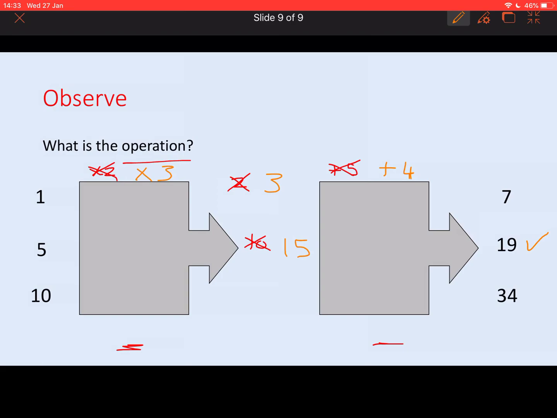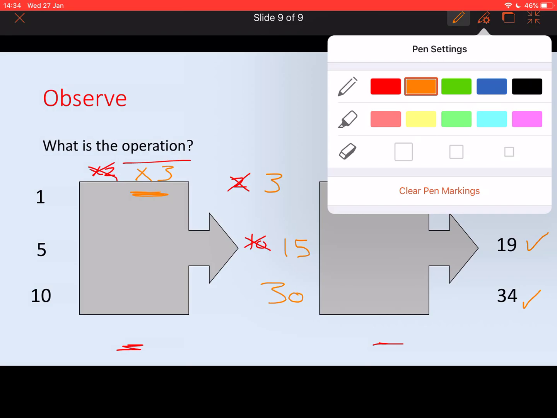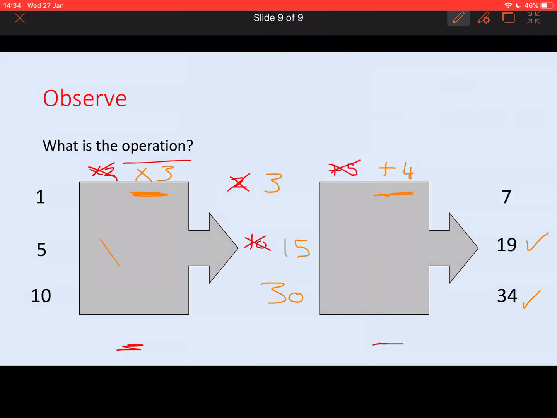So I'm going to try it with my third one now, the bottom one. 10 times by 3 is going to get me 30. And then if I add on 4, that's going to get me 34. So that works. So my 2 rules here were times by 3 and then add 4. And that's how you do 2-step function machines.